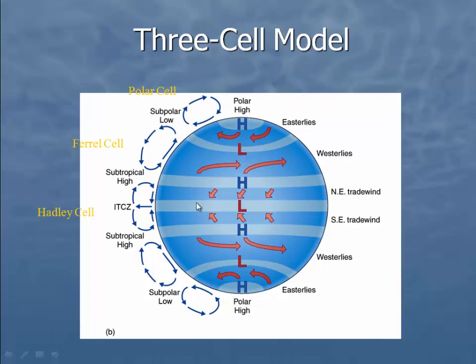So near the equator, we have something called the ITCZ, the Intertropical Convergence Zone. That's where the air is essentially converging and rising, and we find a lot of thunderstorm activity near the ITCZ.